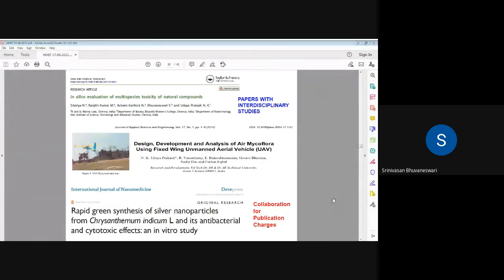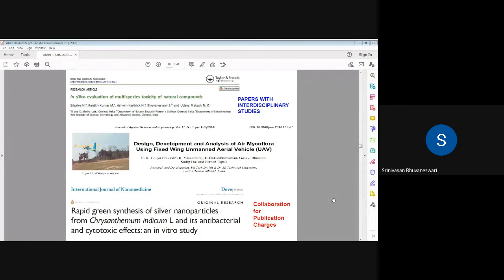So what we did, these are all excellent journals with a high impact factor. First, in silico evaluation of multi-species toxicity of natural compounds. We never knew about bioinformatics, whereas here, after reading it, we learned bioinformatics and worked with that. Finally we got published in Drug and Chemical Toxicology, which has a good impact factor. Then, as an aerobiologist, when I looked at what we are lacking in terms of equipment, we don't have equipment to monitor at 500 meters or 300 meters.